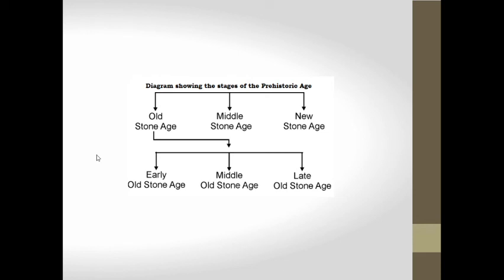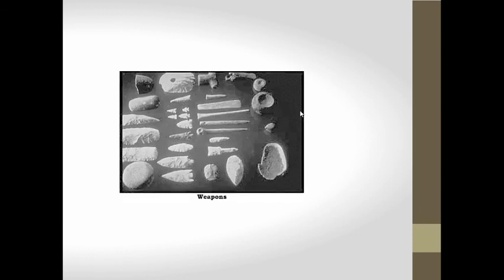Here you can see the diagram of the classification. The Old Stone Age is further divided into the Early Old Stone Age, Middle Old Stone Age and Late Old Stone Age. Then the Middle Stone Age and the New Stone Age. This image shows the weapons, that is stone tools and bones, which were used as weapons.